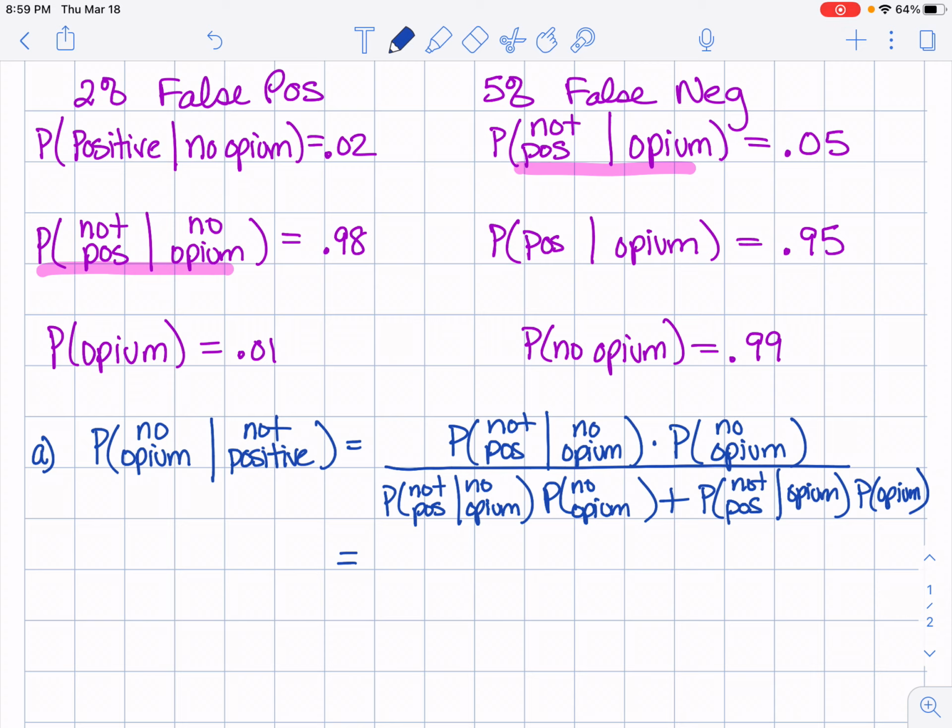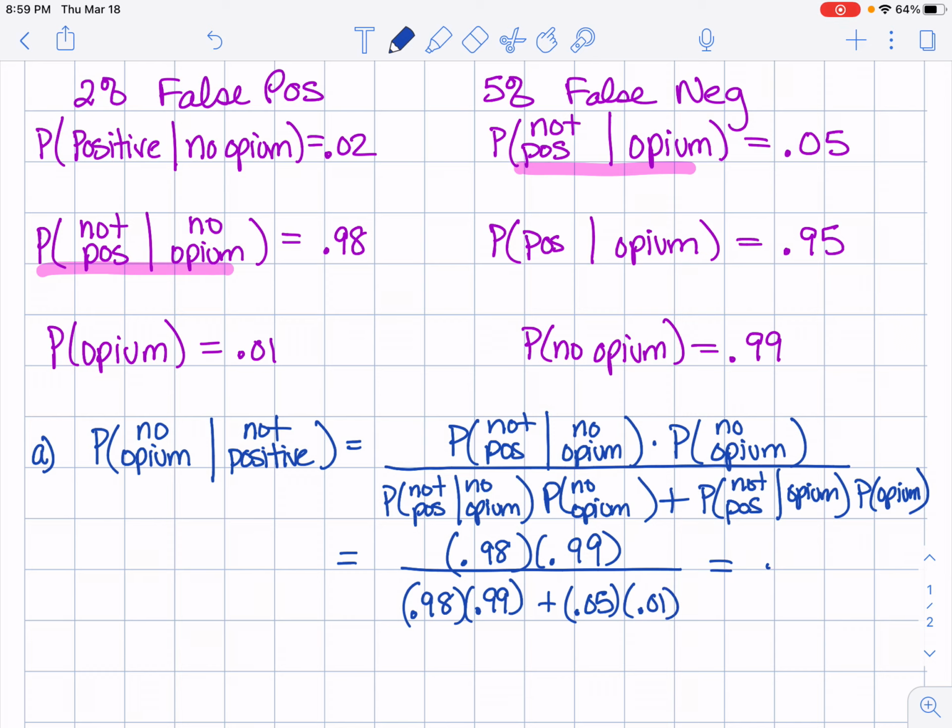So now I'm just going to substitute the values that I actually found. Not positive given no opium is 0.98, and no opium is 0.99, divided by 0.98 times 0.99, plus not positive given opium, which is 0.05, times opium 0.01, which gave me a probability of 0.999. So the probability that someone who tests negative does not use opium is 99.9%. That's good for these opium tests. Obviously, when we're doing these kinds of tests in the real world, we don't want false positives and we don't want false negatives. We could have a conversation of what this might look like now with COVID testing, especially with the amount of COVID testing that we're actually doing.